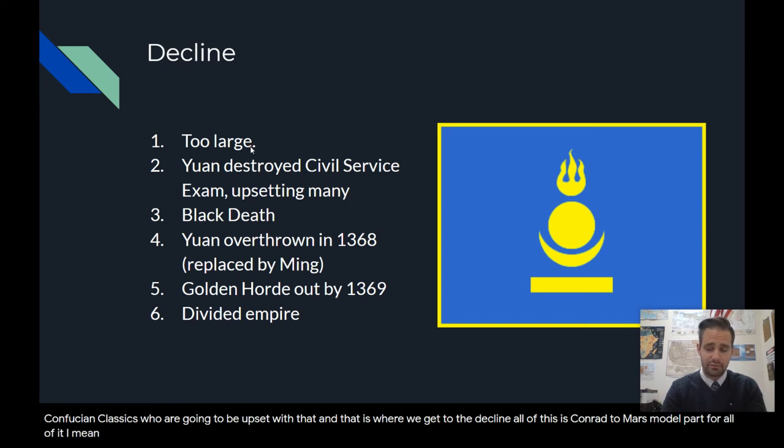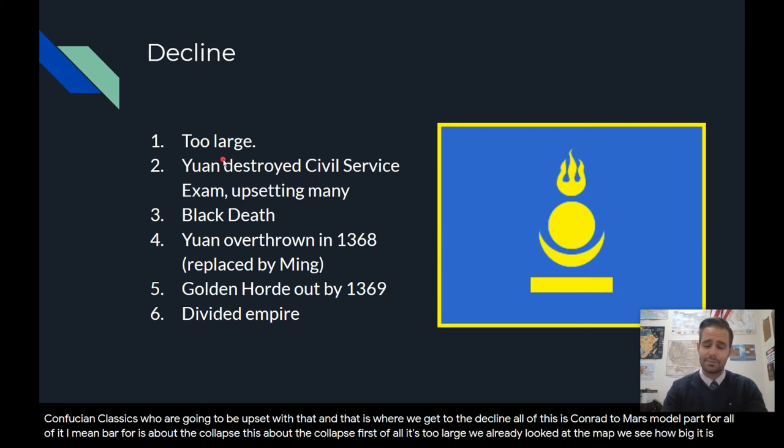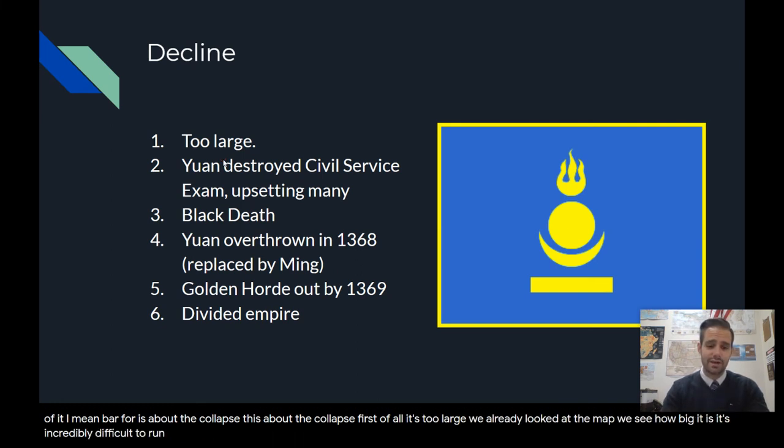Part four is about the collapse. First of all, it's too large. We already looked at the map. We see how big it is. It's incredibly difficult to run a society that large and to protect a society that large. It's very easy for these societies to stop paying tribute.